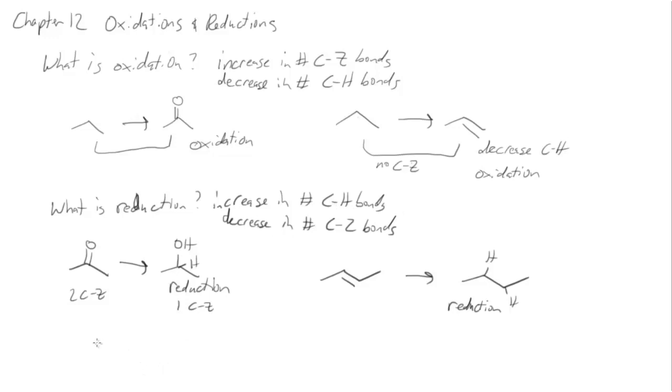If you want to think about it this way, the most reduced you can ever get in carbon would be CH4, and the most oxidized you're ever going to get with carbon would be something like CO2 with 4 CZ bonds.